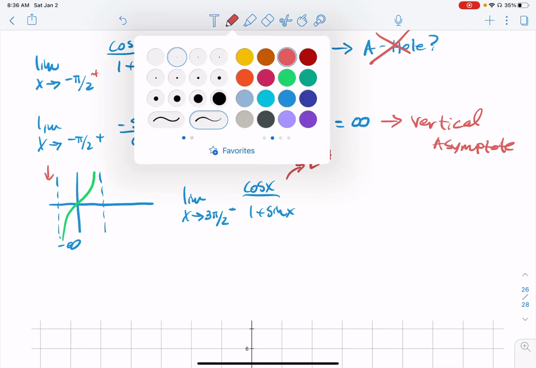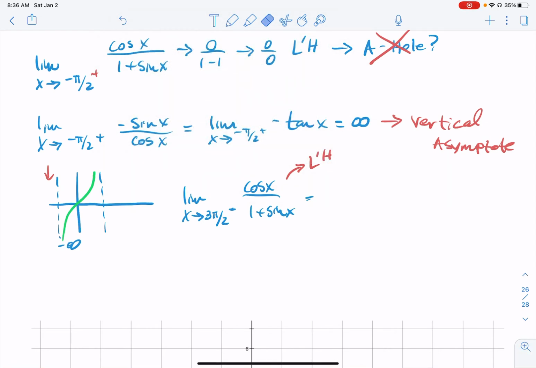Then take the derivatives of the top and the bottom. It's still equal to exactly the same thing, so the limit as x approaches 3 pi over 2, this time from the left, and just as we saw here, it's a negative sine over cosine, which turns into a negative tangent. So all of that worked out exactly the same, but now we're talking about 3 pi over 2, and this one's from the left.